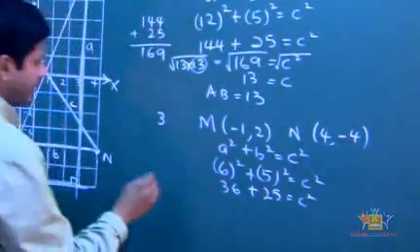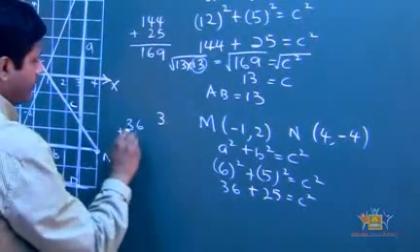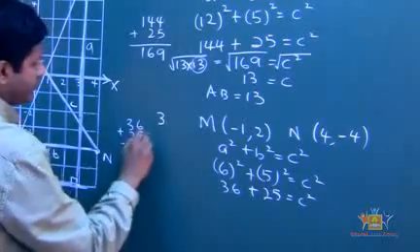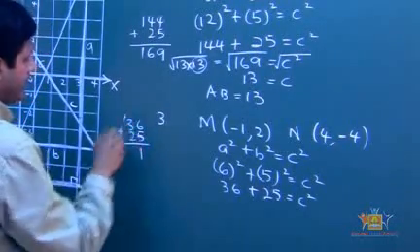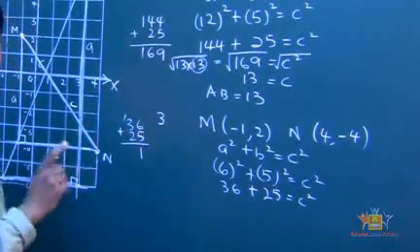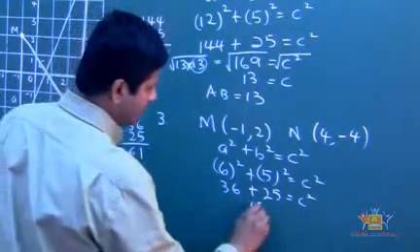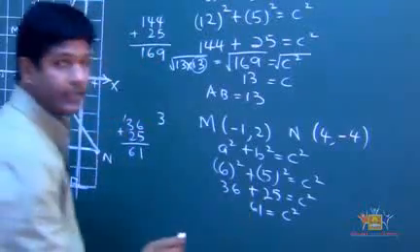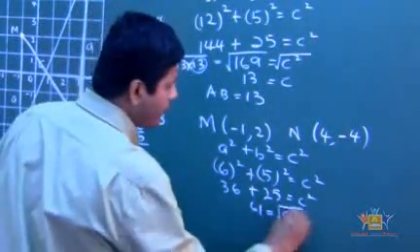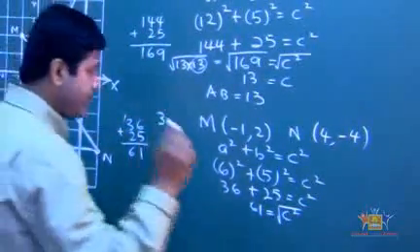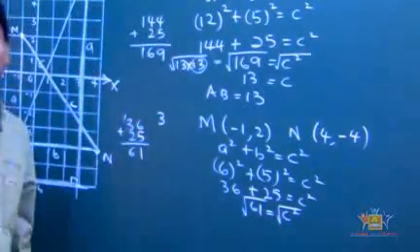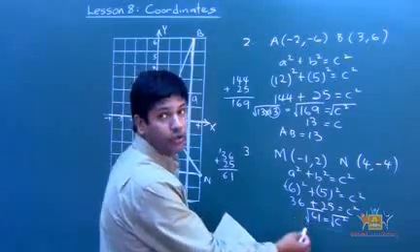So let's add them. Let's line it up: 36 plus 25. 6 plus 5 is 11, write 1, carry 1. 1 plus 3 is 4, 4 plus 2 is 6. So 61. And we're looking for C, so I have to take the square root of that. That means I have to find the square root of 61.